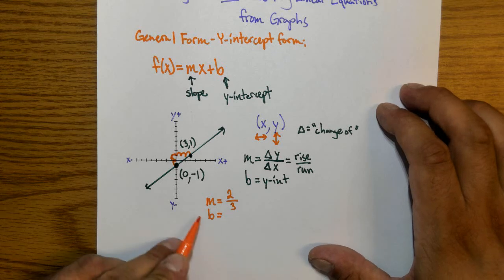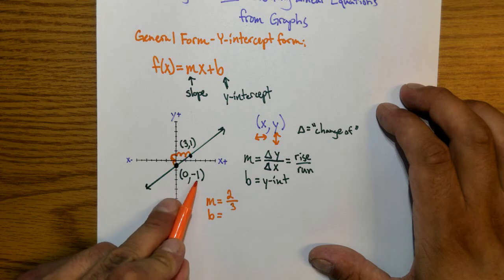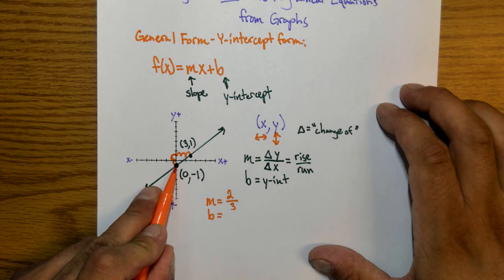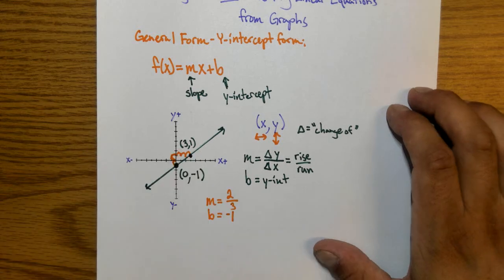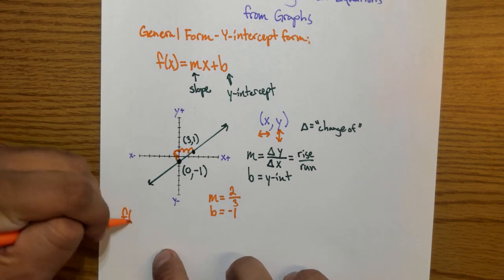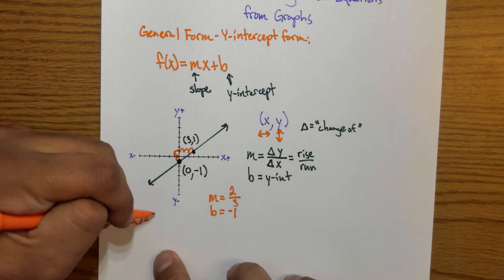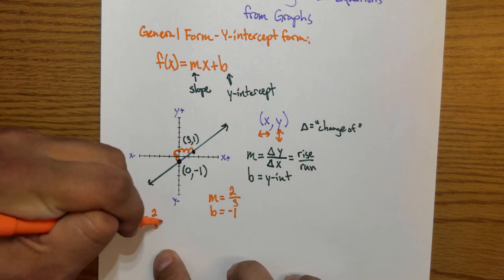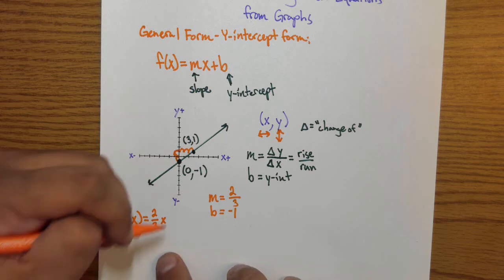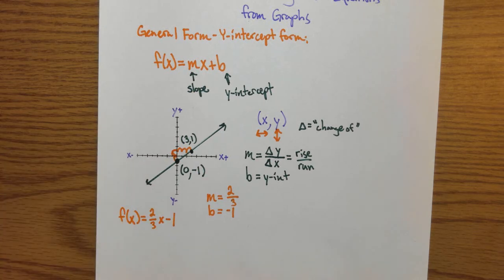And then our b value, the y value when x is 0. Well, when x is 0, our y value is negative 1. Or you can just think, count 1 down. So our equation here for this is f of x is equal to m, so 2 over 3, x plus our b plus a negative, so that's going to be minus 1. Remember, we can say plus and minus is the same thing as just saying minus.